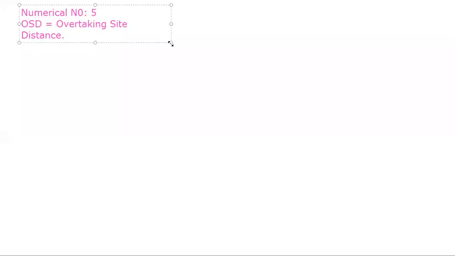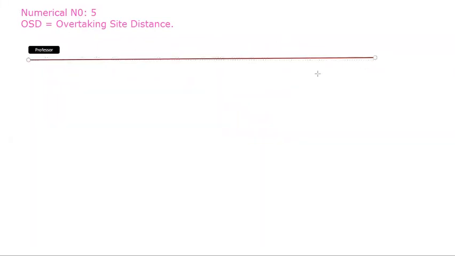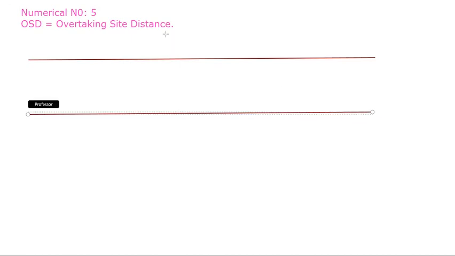Now, what is this OSD? That is important for us. I will just explain here how this OSD is important for us. Now, suppose that this is a road. Now, suppose that this is your first vehicle. So this is your vehicle A.